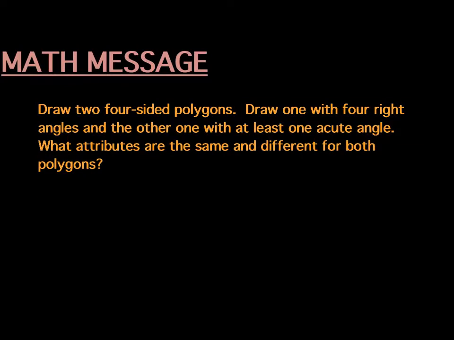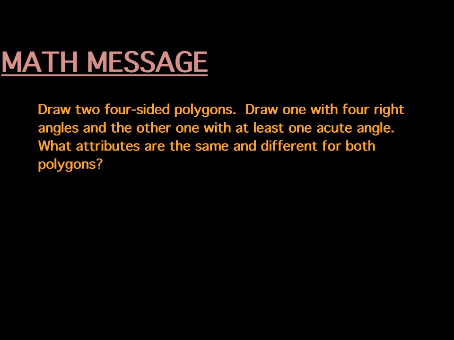Let's get going. So our math message today is, I want you to draw two four-sided polygons on your note paper today. Draw one of them with four right angles and the other one with at least one acute angle. What attributes are the same and different for both polygons?